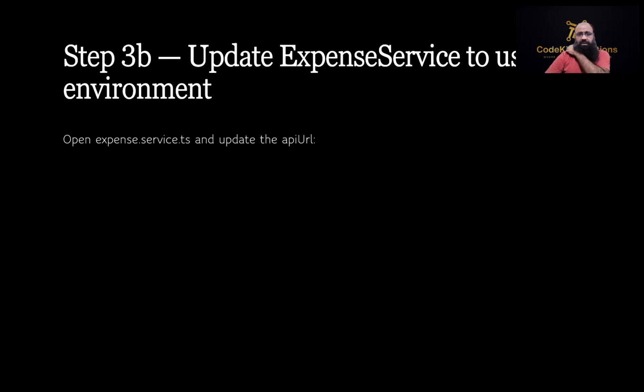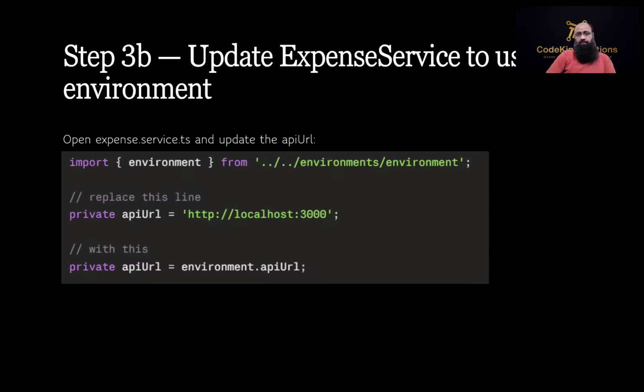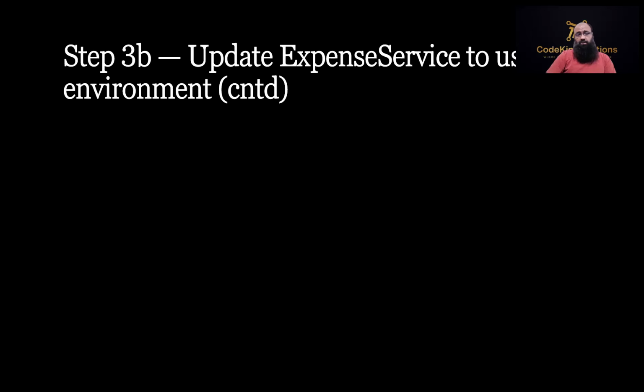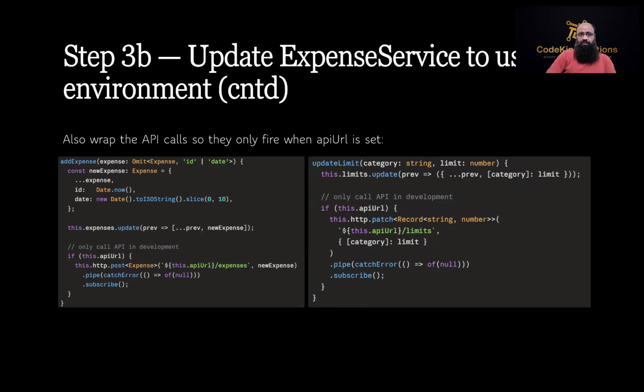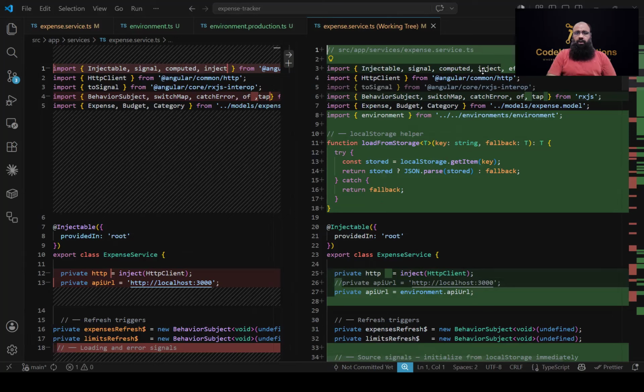So I'm going to update this using this import from the environment, and this API URL is going to get replaced. So let me update this service. Even the methods which we are calling need to be updated, so let me quickly update that code. Okay, so we have updated the code and you can see the environment import is here and we have changed the API URL as well.